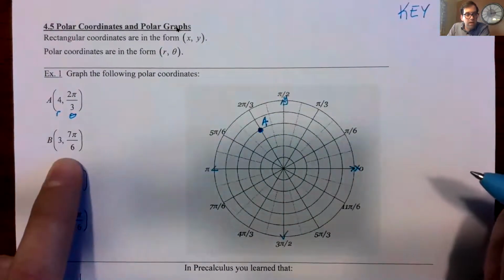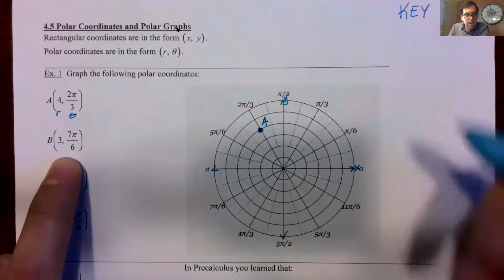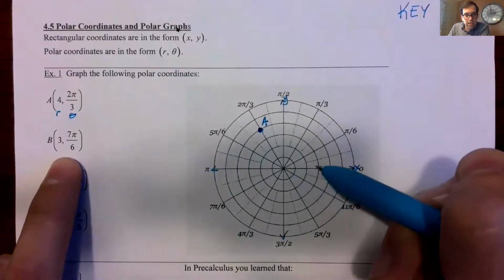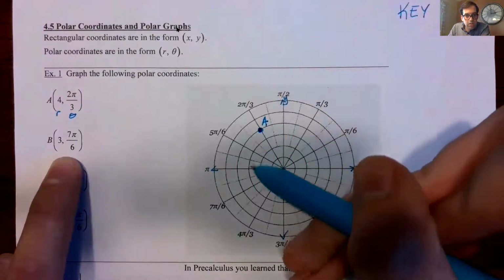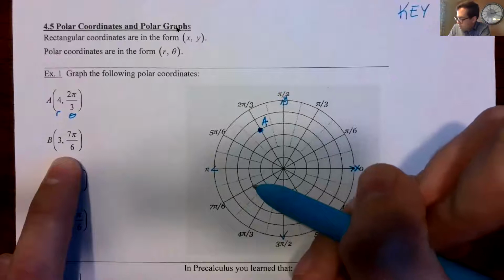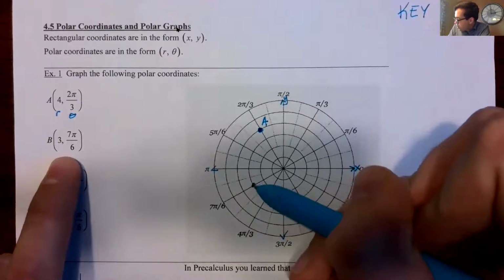All right, letter B here is 3 comma 7 pi over 6. So we go to a radius of 3, and then we twist this to 7 pi over 6. And then right there is going to be our point B.